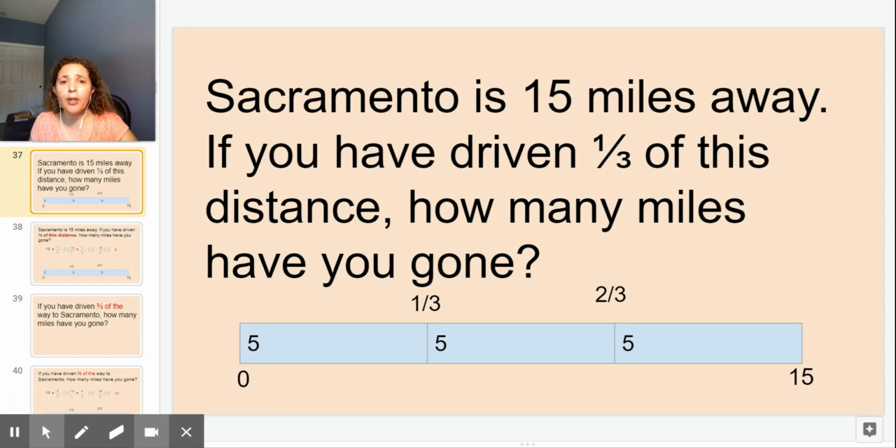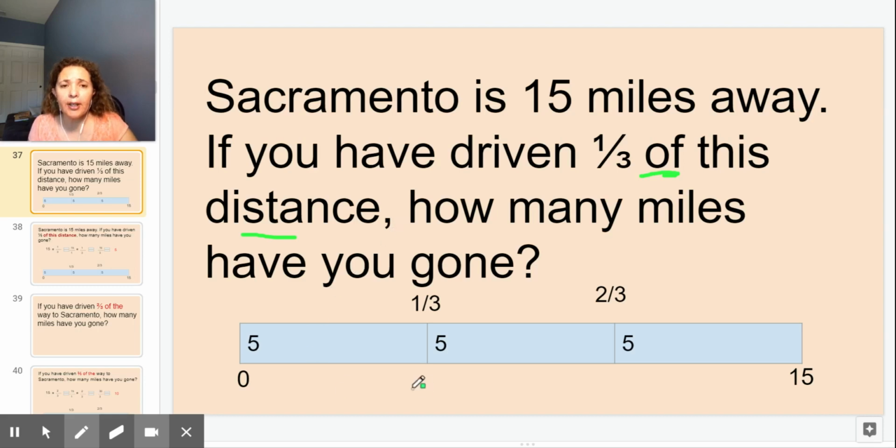It says Sacramento is 15 miles away. If you have driven 1/3 of this distance, how many miles have you gone? So remember, this is multiplication because we have "of." Remember, "of" tells me it's also multiplication. You've driven 1/3 of this distance. Sacramento is 15 miles away. You've driven 1/3 of this distance.